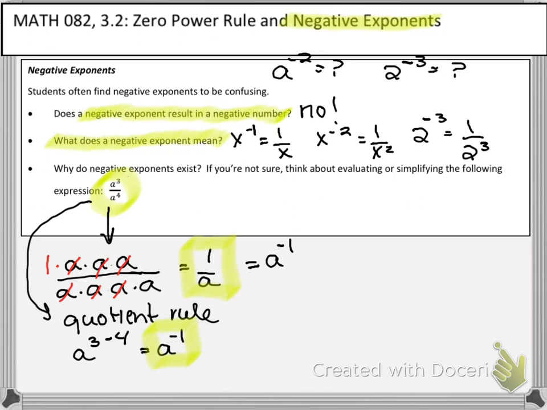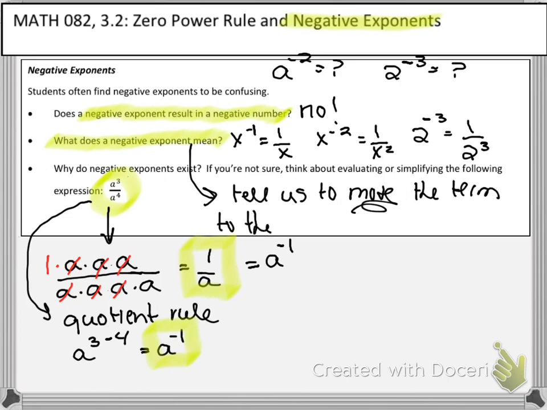So the negative exponents tell us to move the term to the denominator, and then we can make the exponent positive.